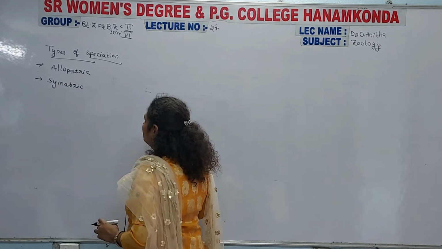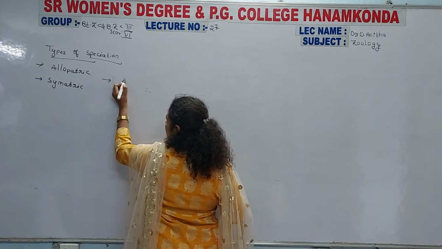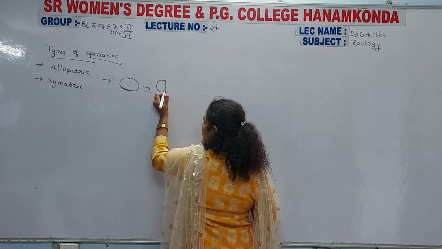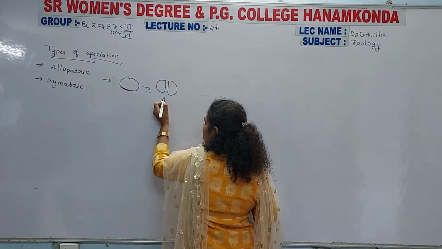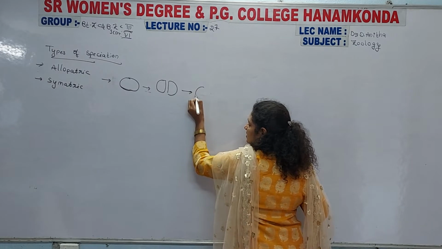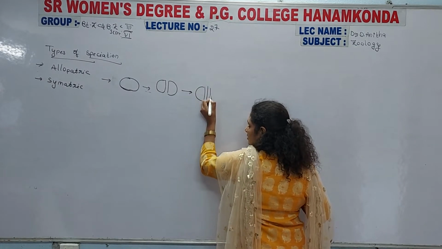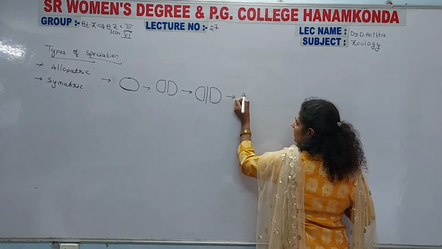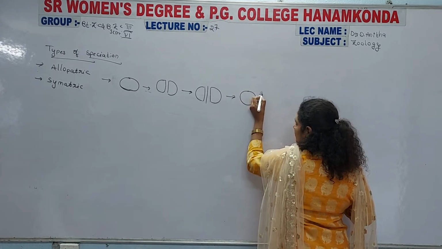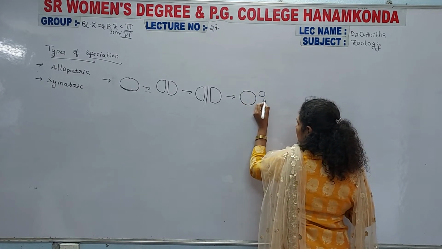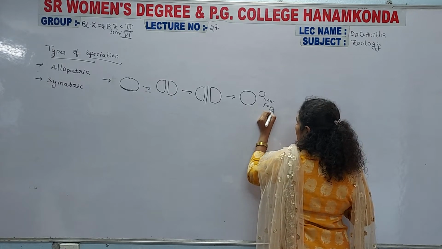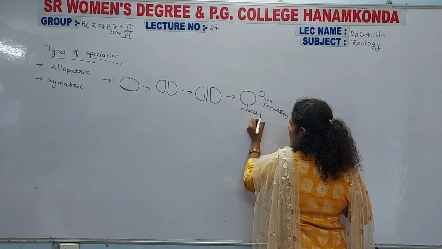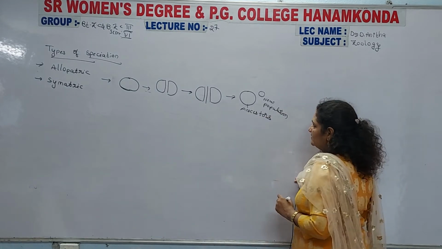So, the allopatric speciation. First, there is a population in an area, and the population is divided geographically, and a barrier is formed in the middle of the two populations. Such populations are completely divided into two, so it becomes a new population, and these are their ancestors.